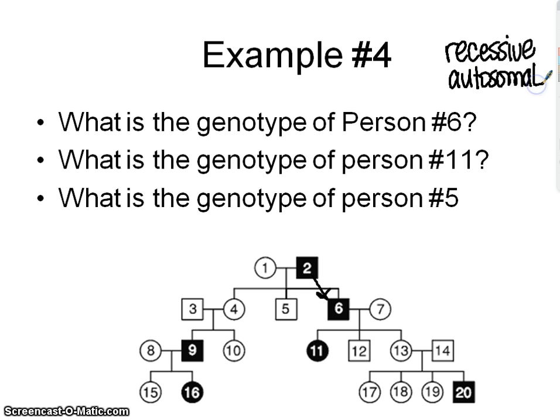Now here's the next thing they could give you. They could even tell you it's autosomal recessive, and then they could ask you a couple of questions. They could say, what's the genotype of person number 6? Well, he's a male. That's phenotype. What's the genotype?